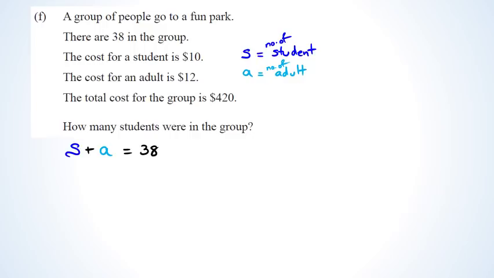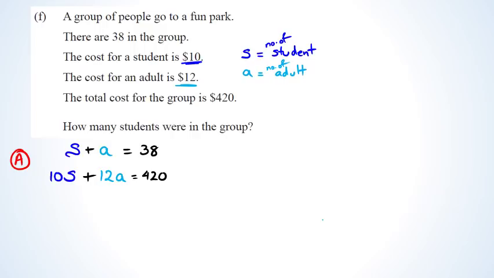Now it's also known that it's $10 for a student's ticket. So that would be 10S plus, for the adults it's $12, so 12 times the number of adults, and altogether they pay $420. And there's my 2 equations set up. If you just form one of these equations, you're looking at an achieved grade there just for forming an equation. Pretty straightforward so far.